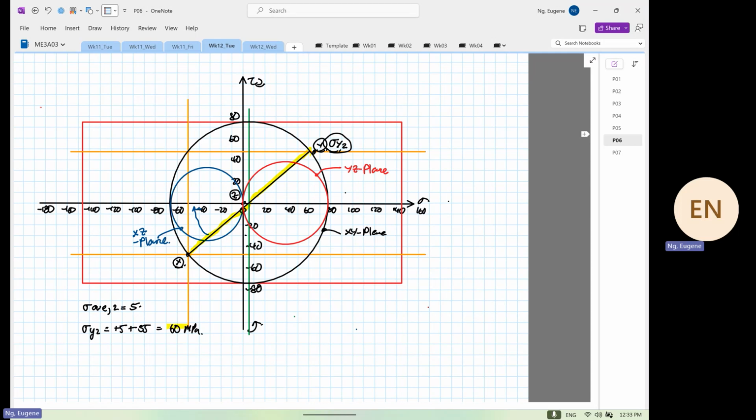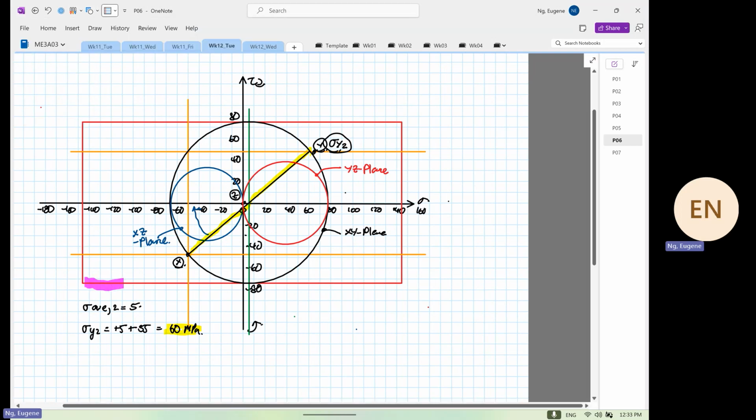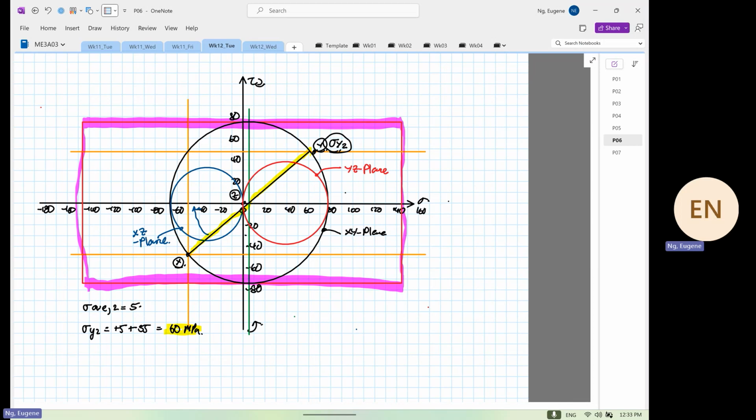And we realize that stress Y2 is at 60 megapascal. Then in order to certify that this value is fine, you have to construct the 3D Mohr circle, and you have to ensure that all the 3D Mohr circles are inside this box over here. And it is. We started sketching three circles. All the circles are inside the box. It happened to work out.